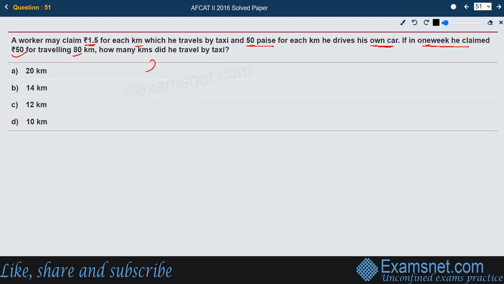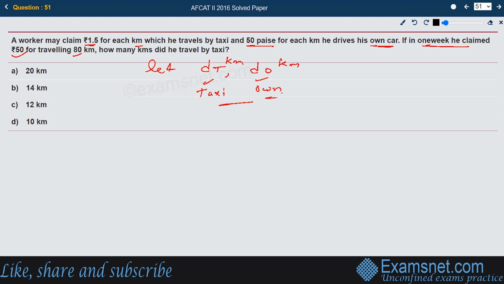So first of all, we'll assume let the distance covered by taxi be dt and the distance covered by his own car be do. These are the two distances being covered. dt is by taxi and do is by his own car. The unit of both of them is kilometer only. Okay, now let us begin the question.